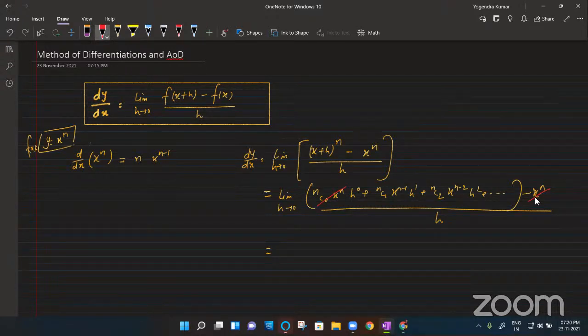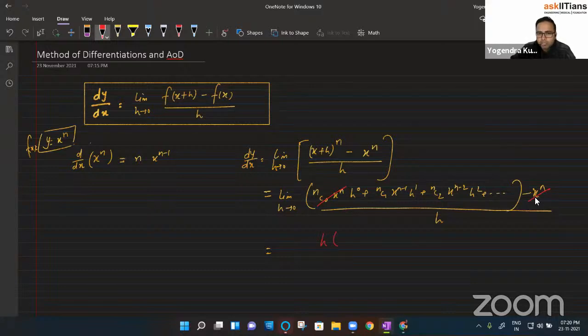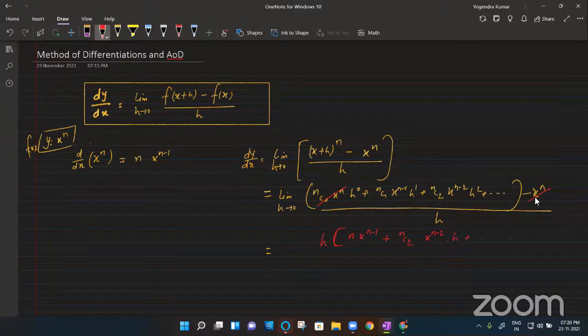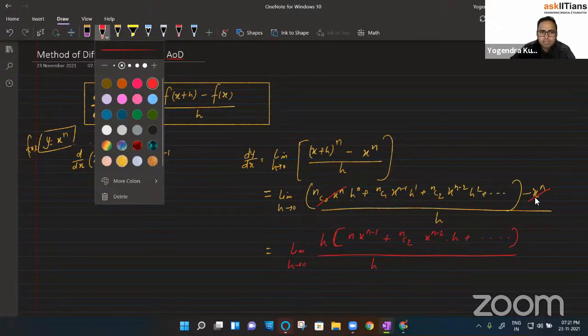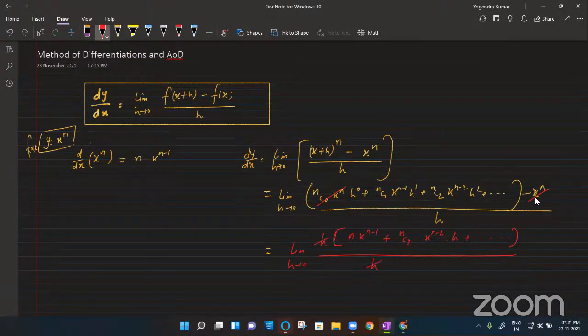From the remaining part we'll take h common. So what is left out here? nC1 is n only, x raised to n minus 1, plus nC2 x power n minus 2 into h, and then further terms will also have h only. I hope everyone understands that. So limit h tends to 0, now h can be cancelled here. I'll be cancelling h.